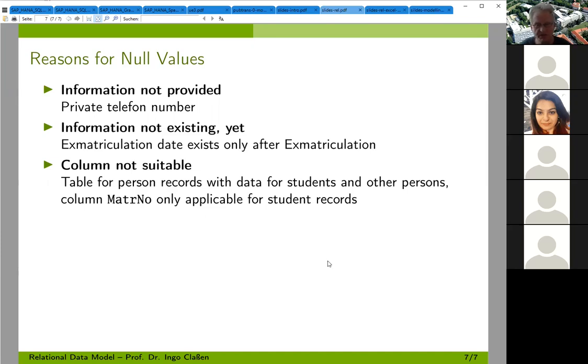Assume we have a table for persons. So we have modeled a table for the concept persons, but we have different subconcepts like students and other persons, for example, professors or other employees of the university. So the column matriculation number might only be suitable for students and not for the other ones. But since we also store records for the other ones in the same person table, matriculation number must be able to be empty.